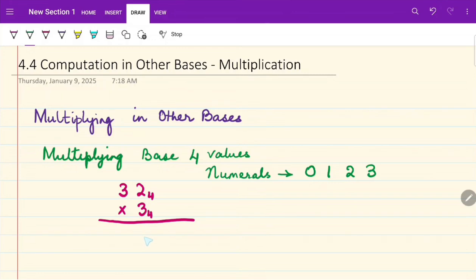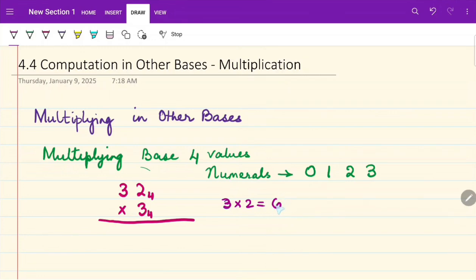So the process of multiplication begins the way we work in the decimal system. So we take 3 and multiply by the first digit in the number above, in this case 2. So 3 times 2 is a 6, correct? Let me write that on the side here. 3 times 2 is a 6.